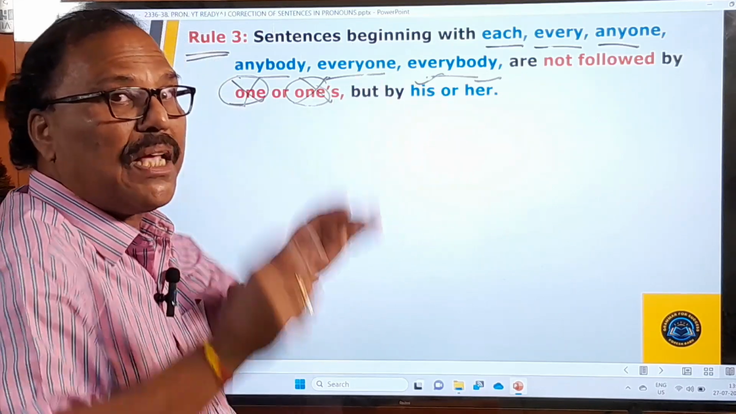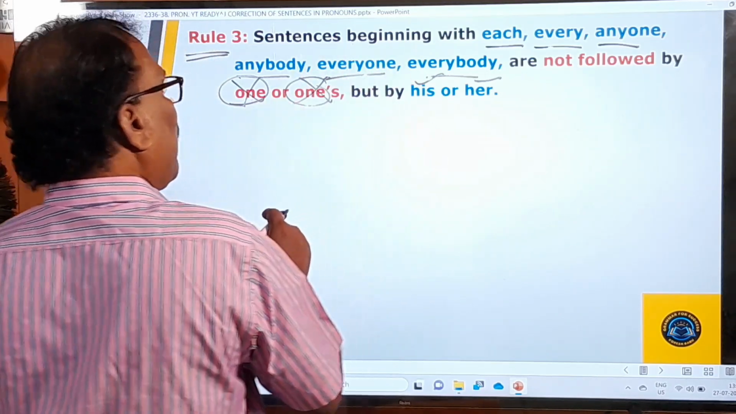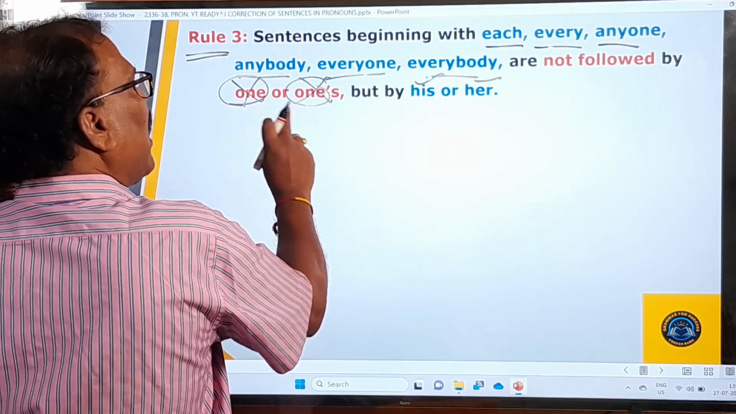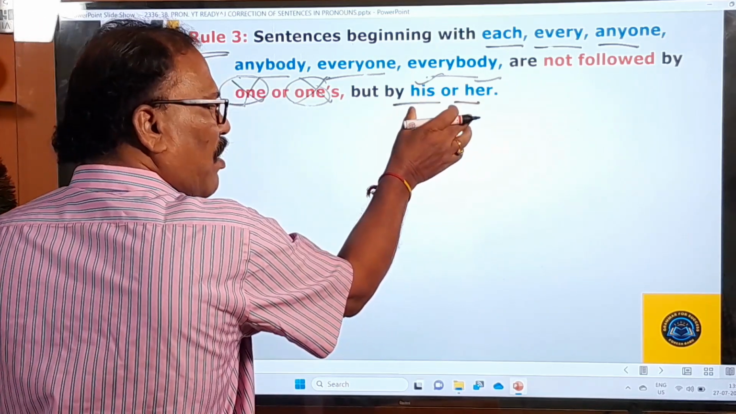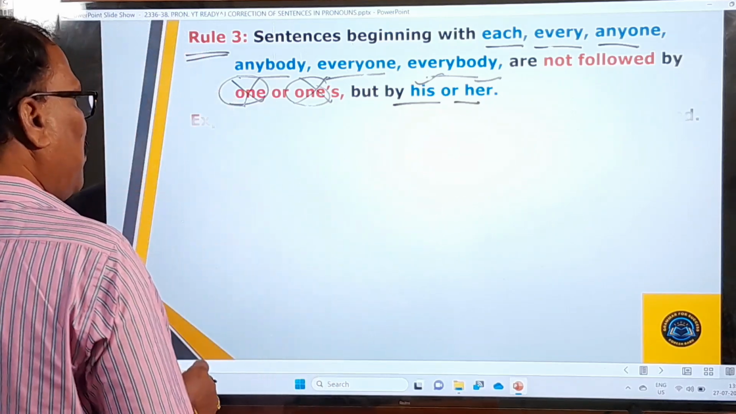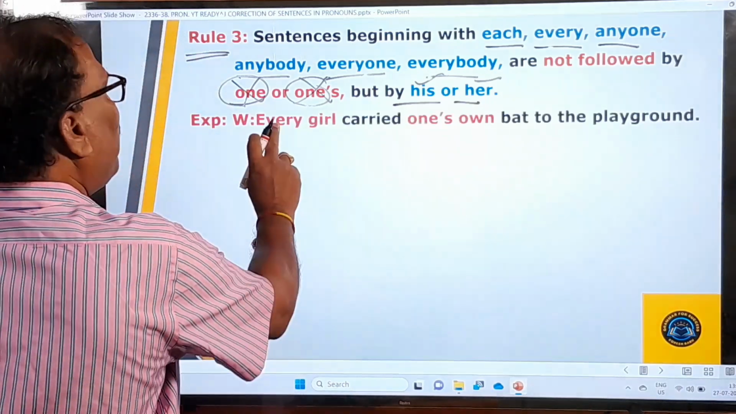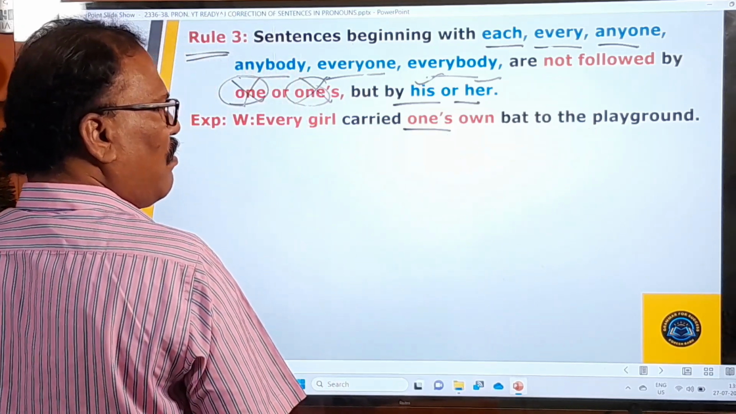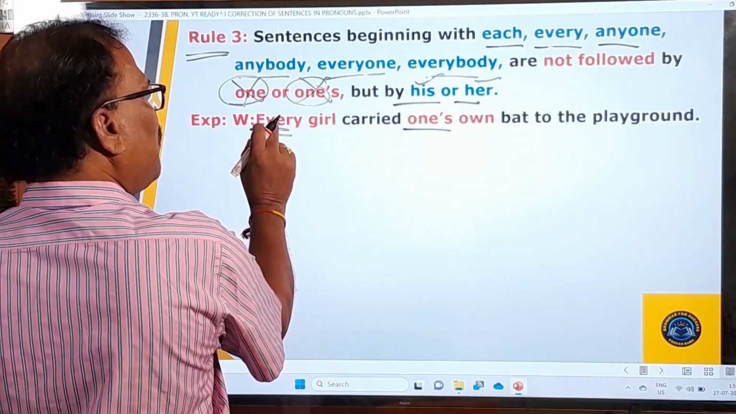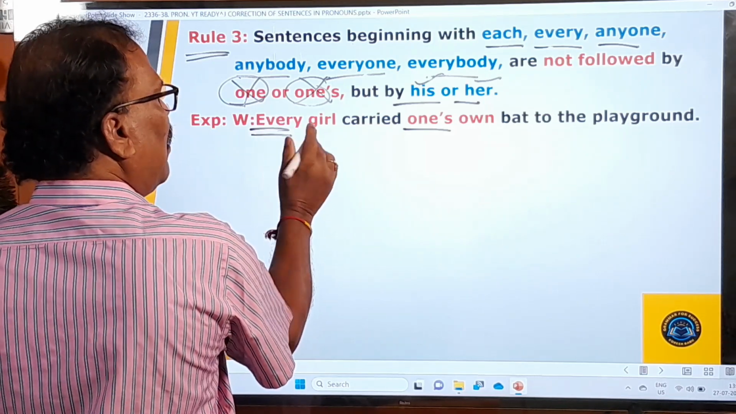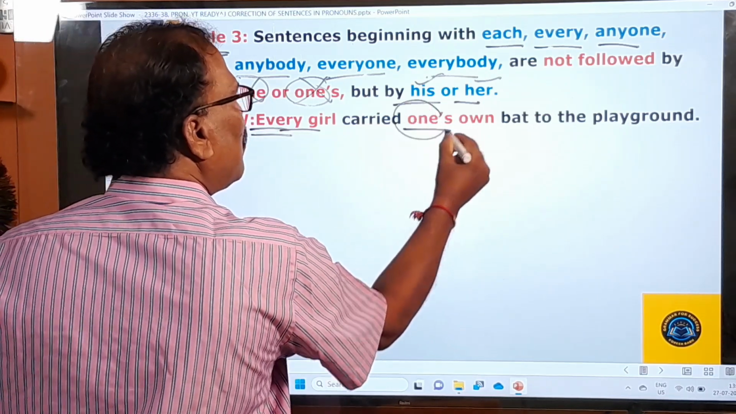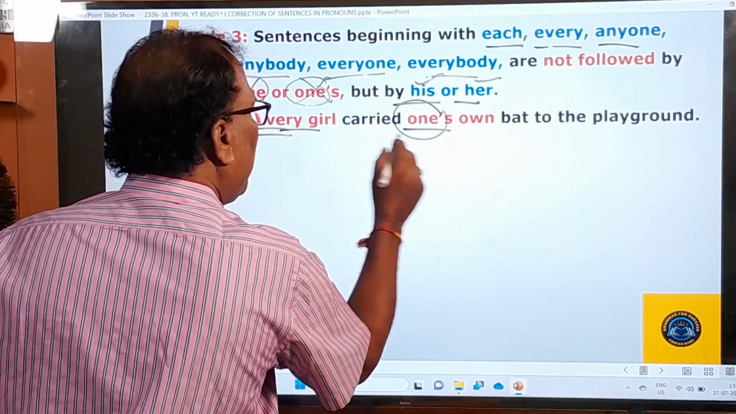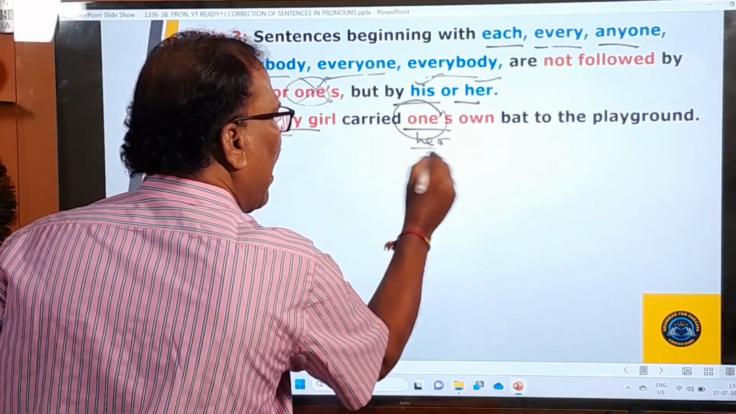That's important. So in the examination, what happens? The examiner will give these things to confuse you, but you correct them by using these pronouns. Let me give you some examples to make you understand. "Every girl carried one's own bat to the playground." The sentence is beginning with "every girl," and here "one's" is used. No, "every" is not followed by "one's." Here it is girls, therefore "her bat."